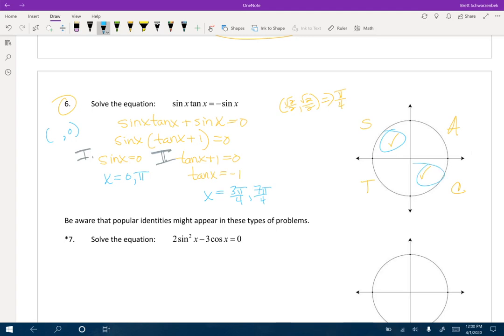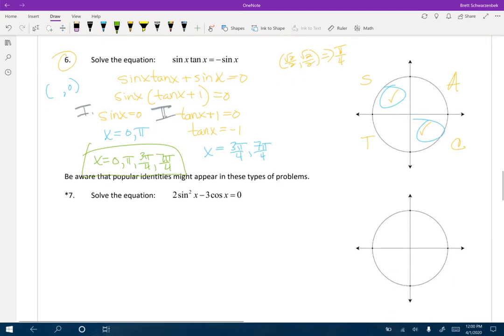So if we want to write this whole thing as a solution, we would write 0, pi, 3 pi over 4, 7 pi over 4. And that would be this. Those would be the solutions to our problem. And again, we could sub them in here just to check to make sure those are right, and you would be able to get what you need.